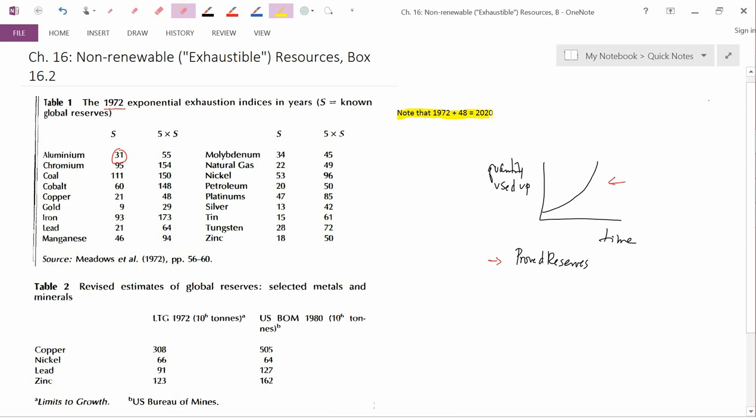All right, here, note that 1972 plus 48 years is 2020. 2020 is when I'm making this video. And so if the number in the S column is less than 48, what that means is that the exponential exhaustion index predicted that the resource would be exhausted before the year 2020. And you see that there certainly are numbers that are less than 48. Here's one, here's one, here's one, here's one. Actually, quite a few of these are less than 48. So those predictions have not come true.